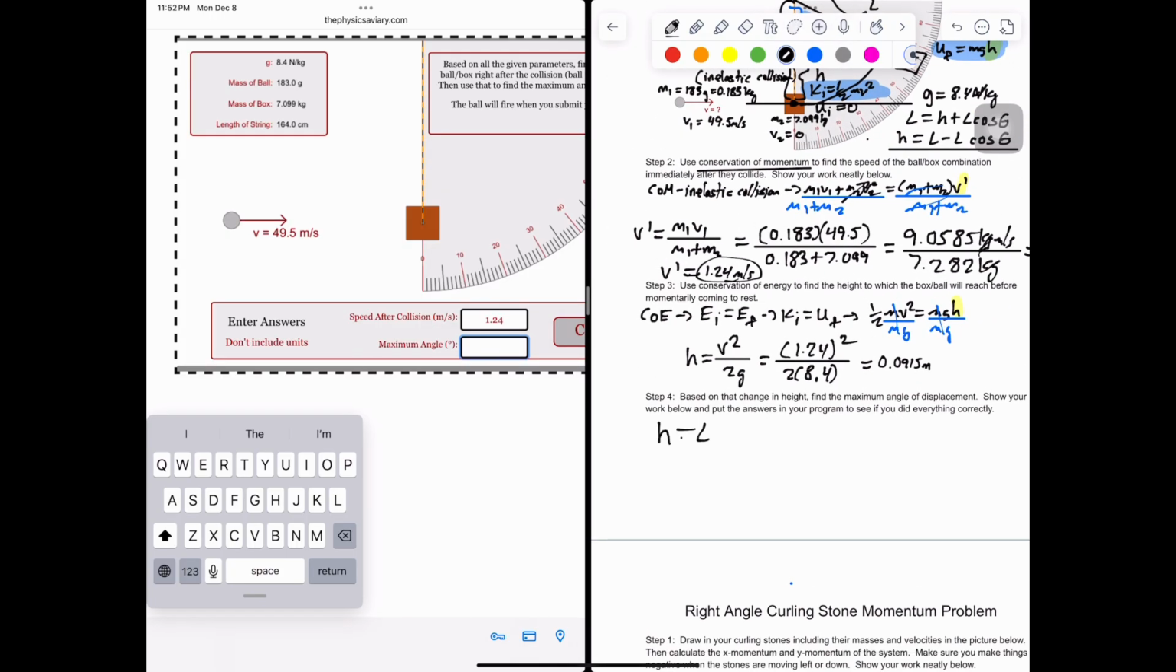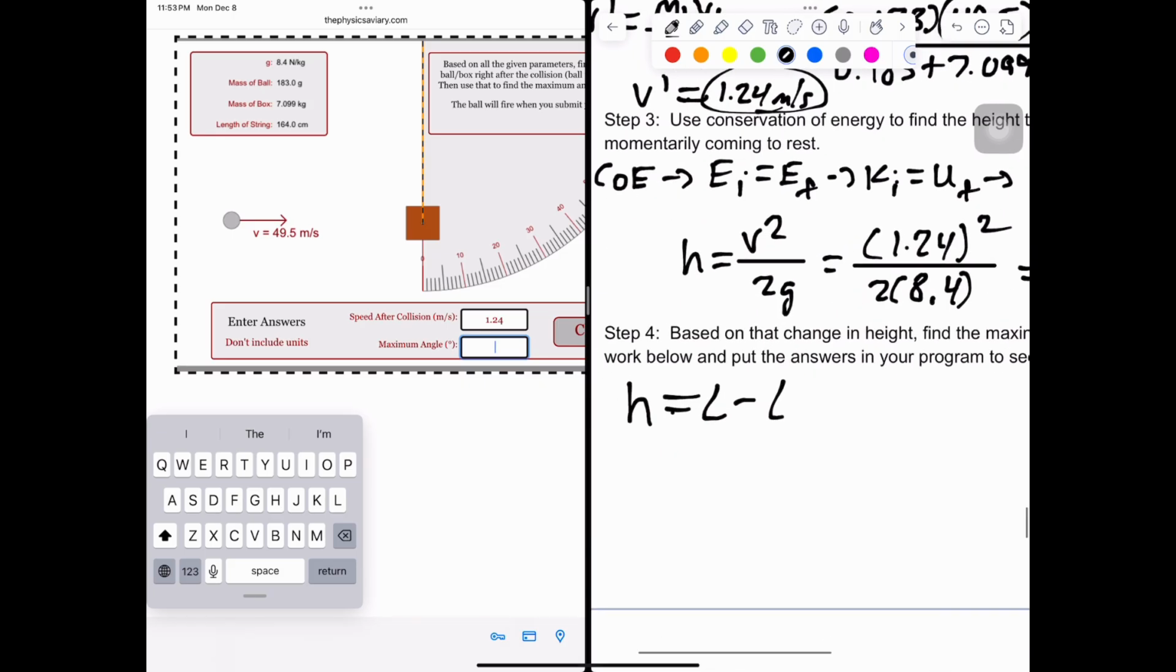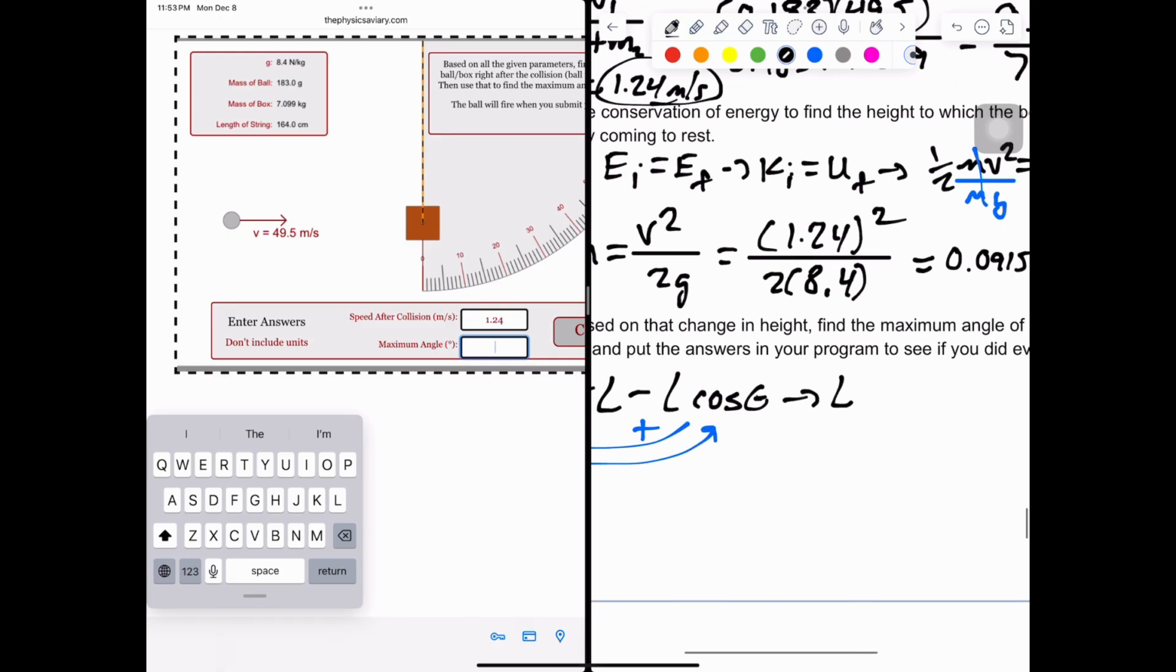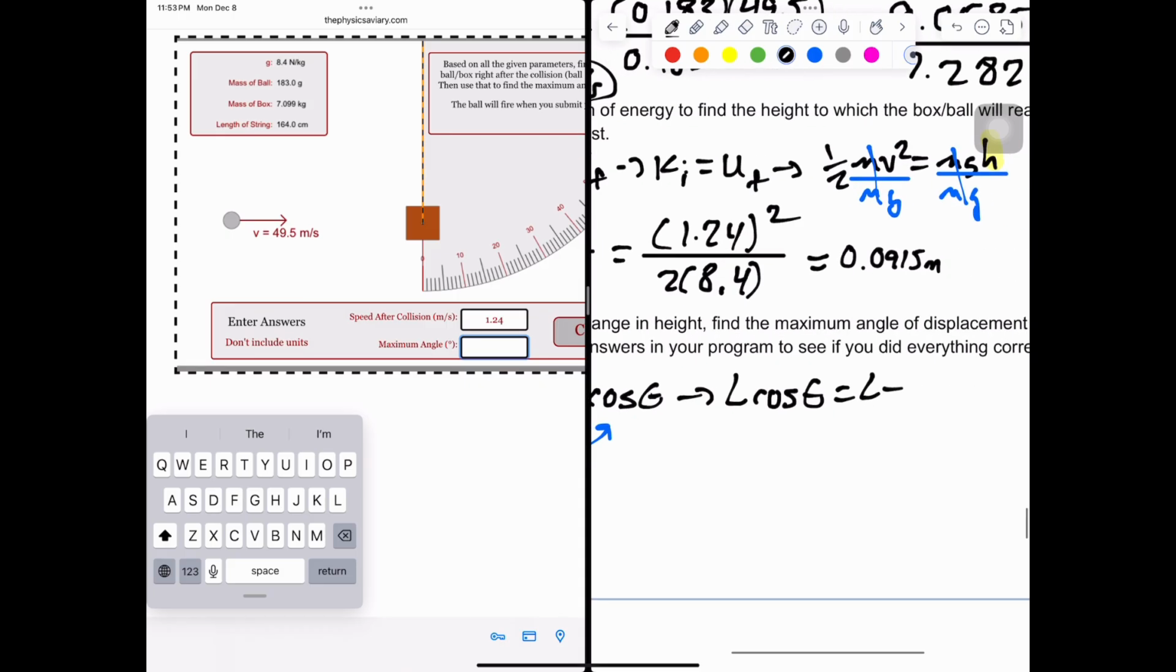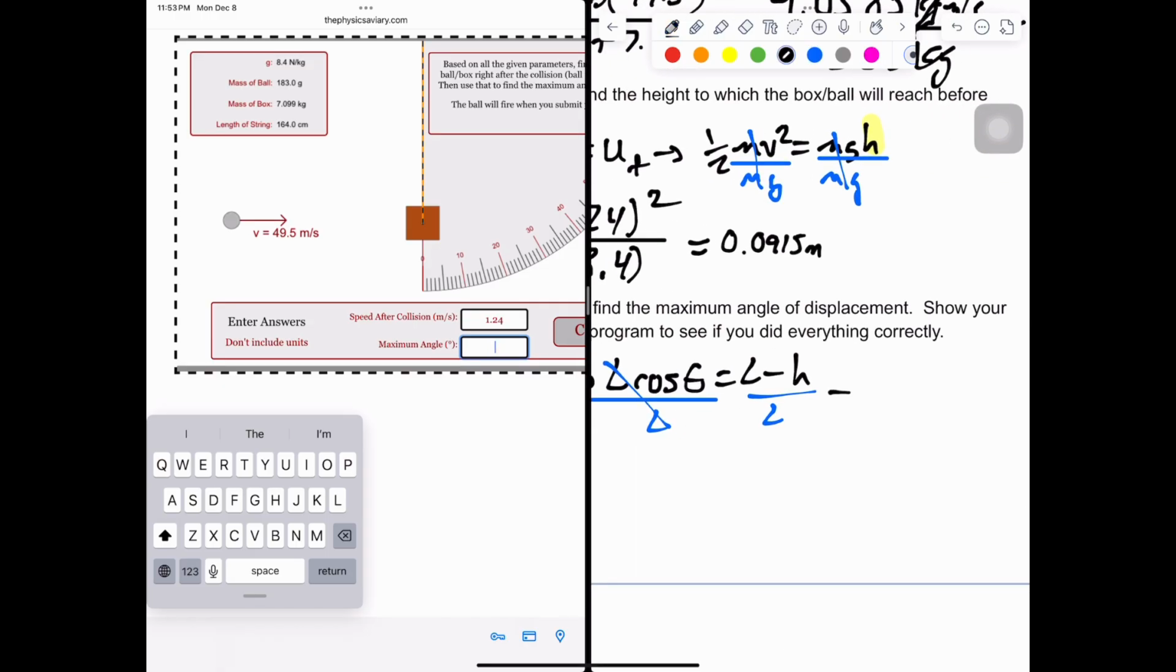H is equal to L minus L cosine theta. And what I'll do is I'm going to add L cosine theta to the left, and I'm going to subtract height H over to the right. And if I rewrite this, I get L cosine theta equals L minus H. And so I will then divide by L, and I'll have cosine theta by itself. That's what I'm going to be plugging into.